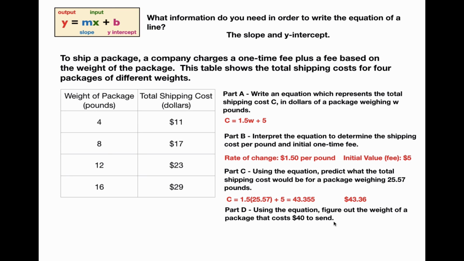And finally, for part D, use the equation to find the weight of a package that could cost $40 to send. This is a question about weight, and we're given a cost. It is a question about W, and we're given the value of C. So we're given an output, and we're supposed to find an input. So we plug in 40 for our cost, and then we solve for W, the input. In this case, you get 23.3 repeating, or approximately 23 1/3 pounds.